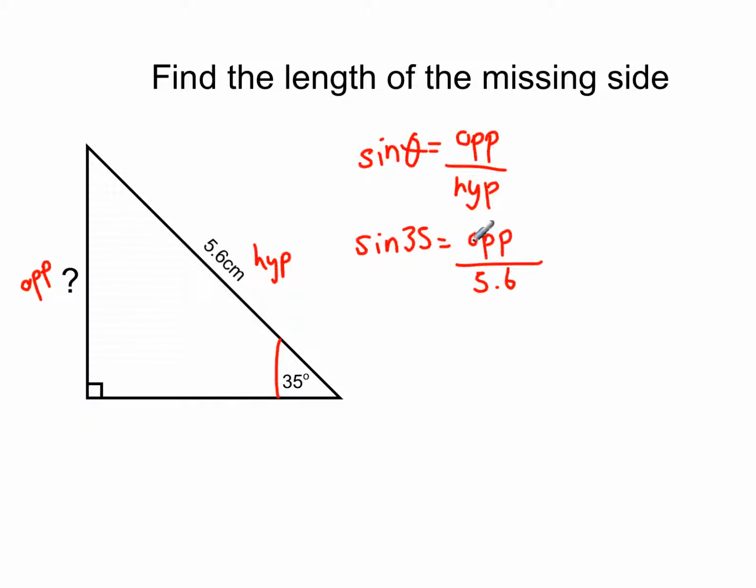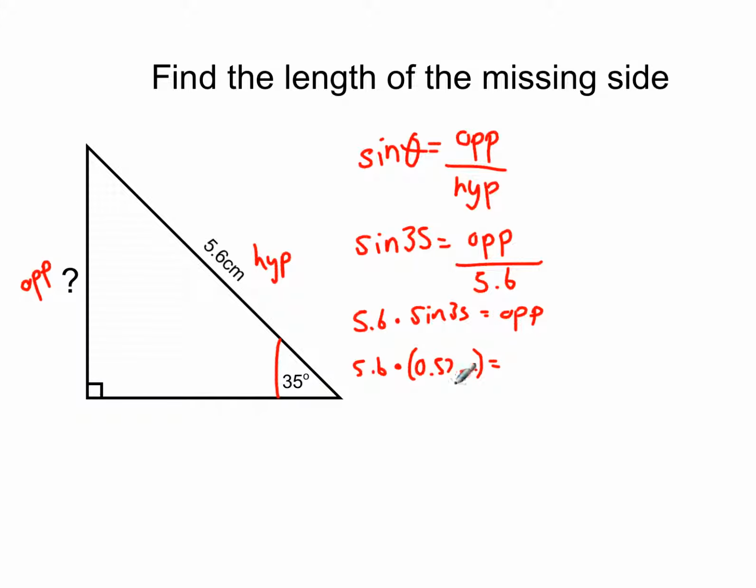Well, we try to isolate the unknown variable. So what's the opposite of dividing by 5.6? Multiply both sides by 5.6, and we're left with 5.6 times sine of 35 will equal our opposite value. If you punch sine of 35 into a calculator, as you should be doing right now, you're going to get some value, 0.57 dot dot dot dot dot.